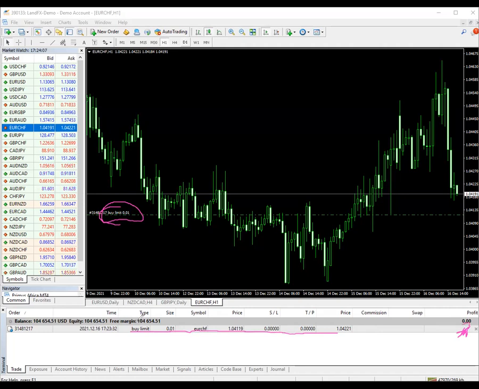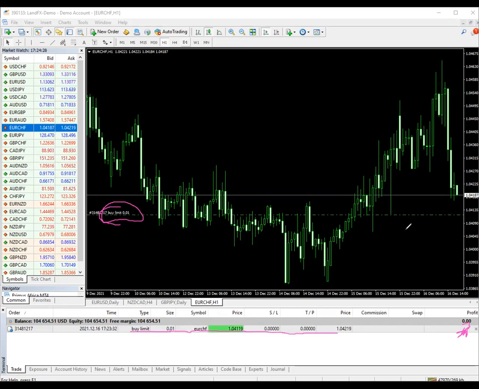So this trade will be waiting until the price finally gets here. Once the price gets here, it will trigger this trade into live. So the trade will now be live in the market, and then the live trade can begin to take place.